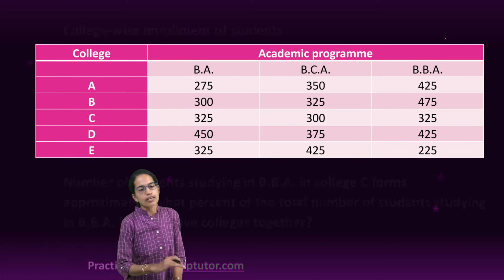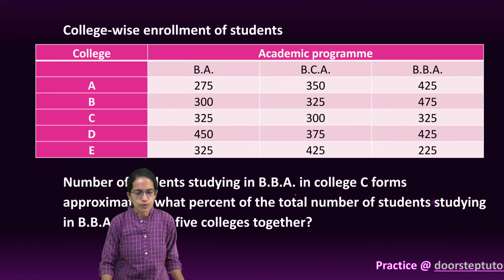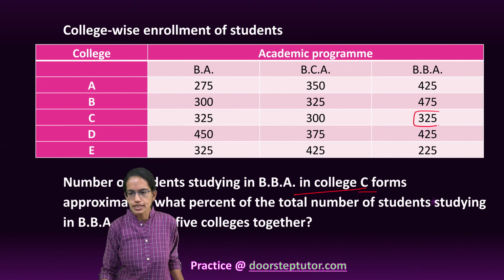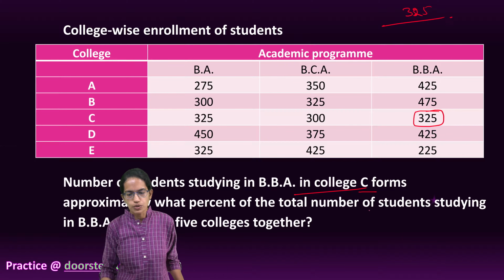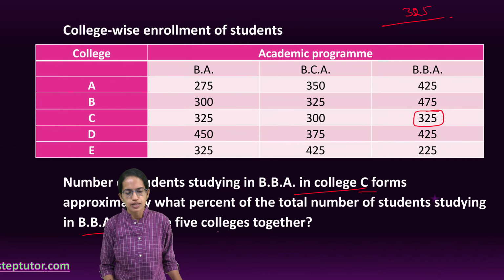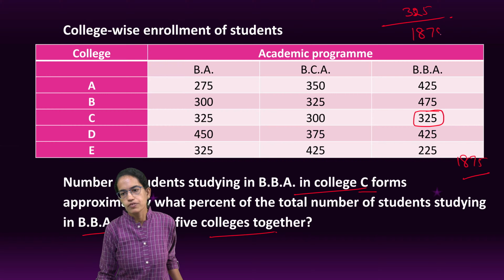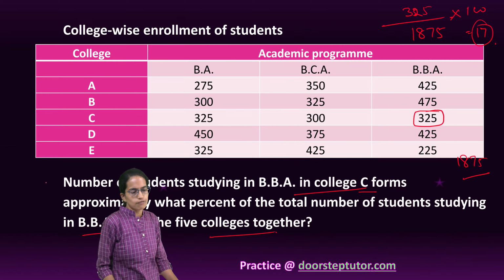The last question based on the same table, the number of students studying in the BBA program in college C. So BBA program college C is 325. This forms how much percent of the total number of students studying in the BBA in all 5 colleges. So the sum we already calculated was 1875. So 325 divided by 1875 into 100, that gives me somewhere around 17%. So that would be the correct answer for this question.